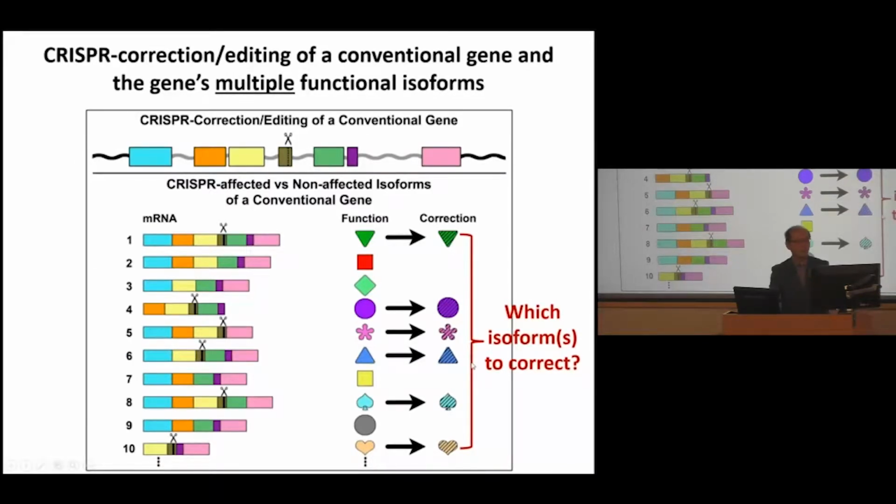However, if you are assuming that there are multiple isoforms of a single gene, that means there are many isoforms. Then if you are correcting exon number 4, there will be many corrected isoforms. When you are designing the experiment, you need to question which isoforms am I going to correct? Is that isoform number 1 or isoform number 8? So before we design any CRISPR-based editing, we need to look at the multiple isoforms of a single gene and pick the target carefully.